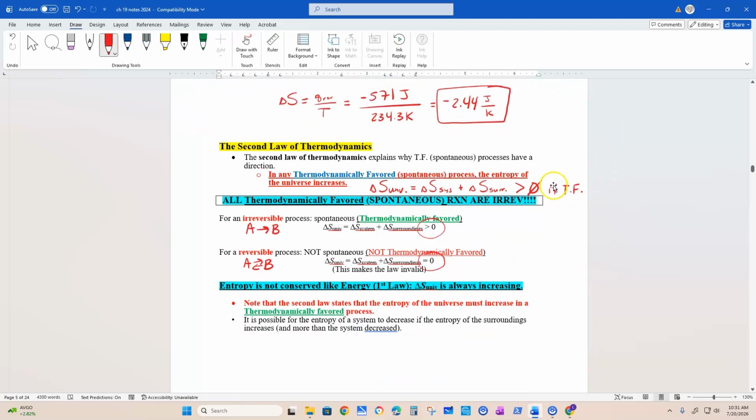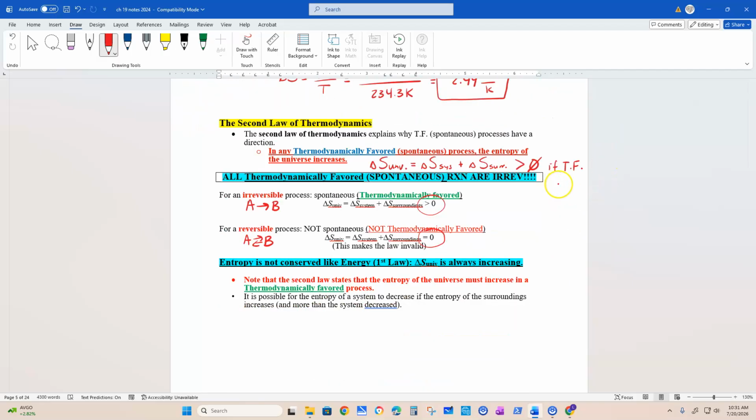So entropy is not conserved like the first law of thermodynamics. According to the second law, the entropy of the universe should always be increasing. Which means you are creating or destroying something to make sure that it's always increasing. Note that the second law says the entropy of the universe must increase if it's thermodynamically favored. It is possible for entropy of the system to decrease if the surroundings increase, but you've got to make sure that it's more than what the system decreased. So one of them can go up and the other one can go down.